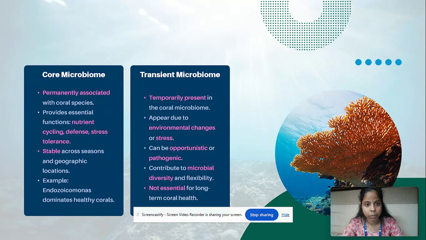So, within corals, there are two types of microbiomes present. First one is the core microbiome, and the second one is the transient microbiome. Core microbiomes are permanently associated with the coral species, like species-specific microbiomes, and they provide essential functions like nutrient cycling, defense, or stress tolerance. These are stable across seasons and geographical locations. An example is Endozoicomonas, which dominates in healthy corals.